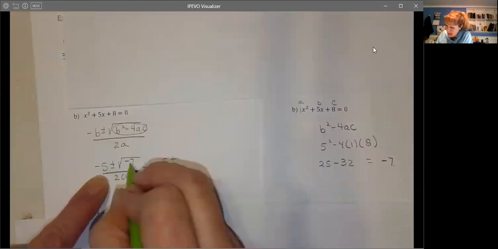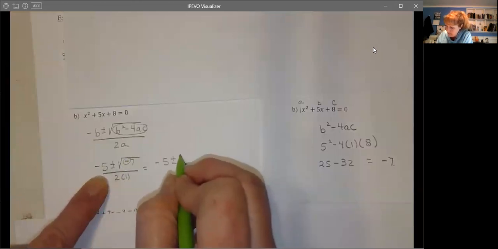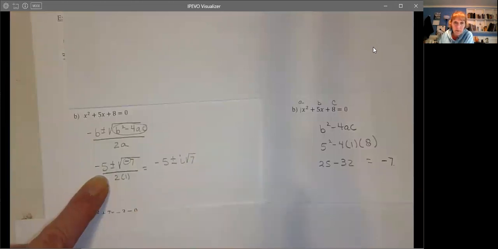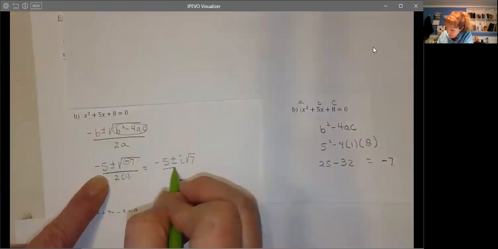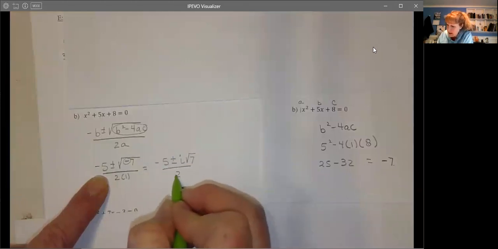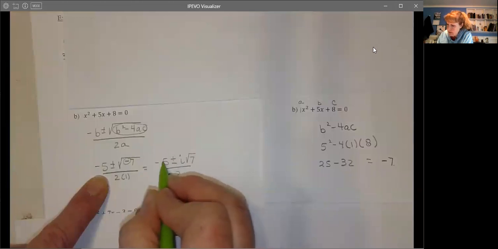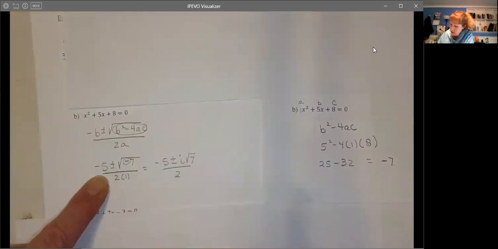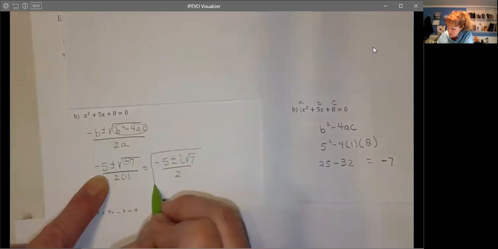I'm going to take the negative out as an i. Everything else has to stay in. 7 can't be broken down. If there were 2 of something, I would take it out. This cannot be reduced because there's not a number that goes into negative 5, 2, and 1 other than 1. So there's your 2 solutions.